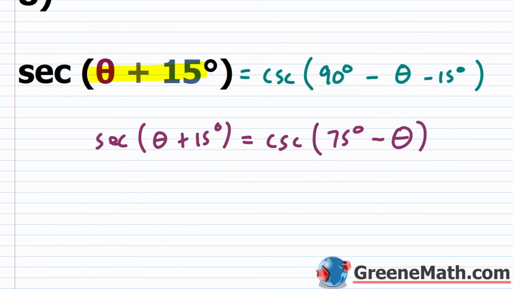For example, let's just say, for simplicity, I let theta be 10 degrees. So then you would have the secant of 10 degrees plus 15 degrees, which is 25 degrees. Is that equal to the cosecant of, well, if you had 75 degrees minus 10 degrees, that would be 65 degrees. And yeah, we're good to go. Remember, this 25 degrees plus the 65 degrees has to be equal to 90 degrees for this to hold, and this is going to be true in this case.